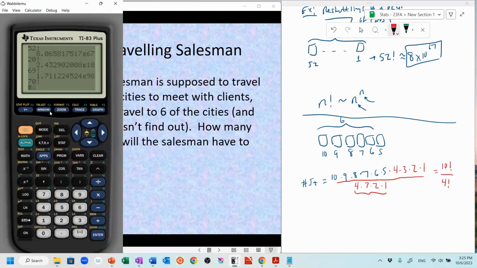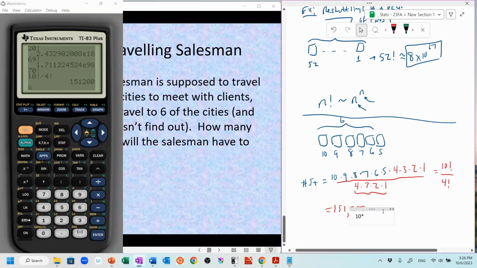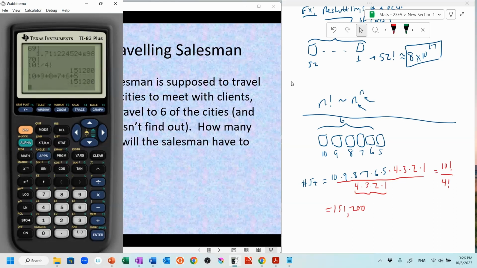So if I did 10 factorial divided by 4 factorial, I get 151,200. I could also have done 10 times 9 times 8 times 7 times 6 times 5. That would give me the same answer.